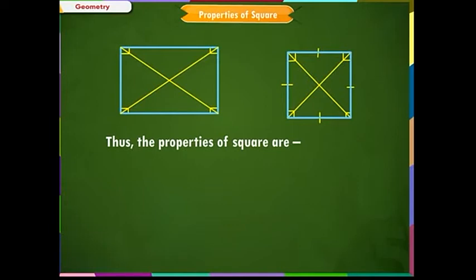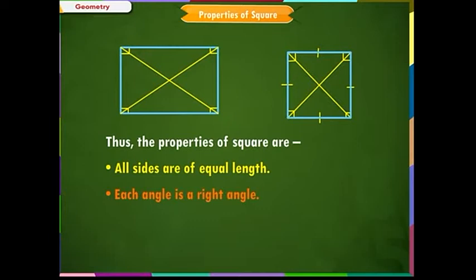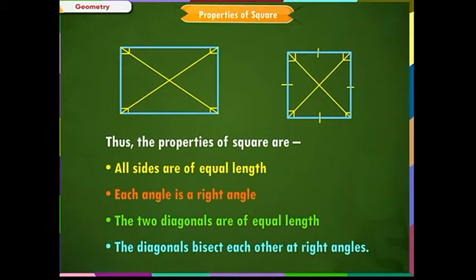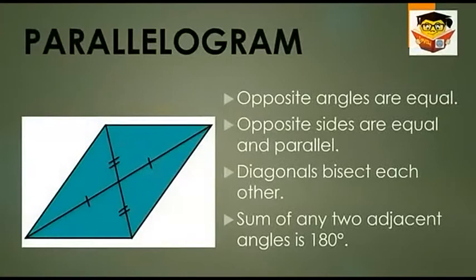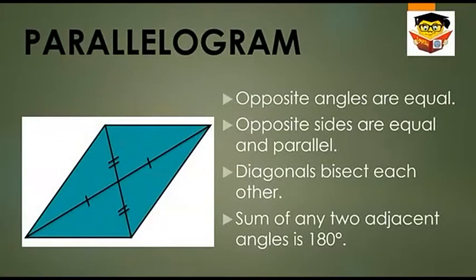length. Thus, the properties of square are: all the sides are of equal length. Each angle is a right angle. The two diagonals are of equal length. The diagonals bisect each other at right angles. Let us recall the properties of parallelogram and special parallelograms.